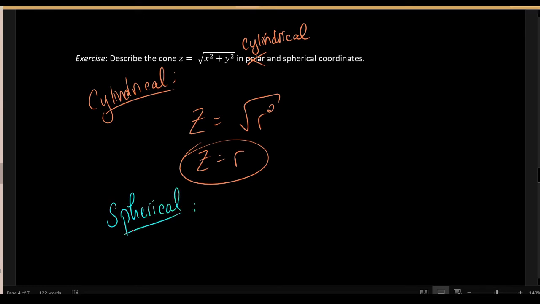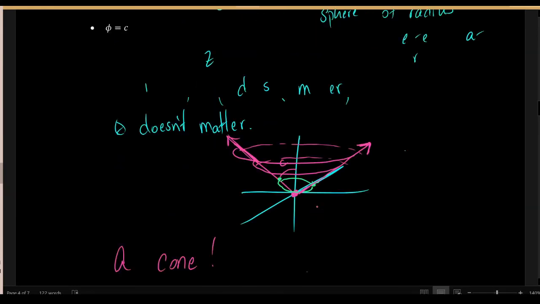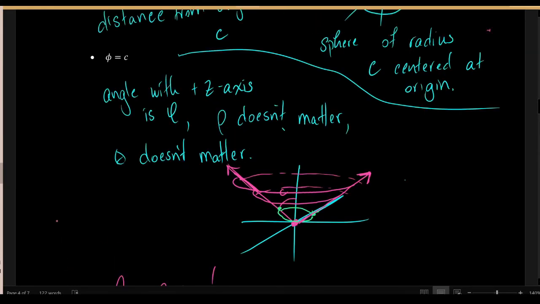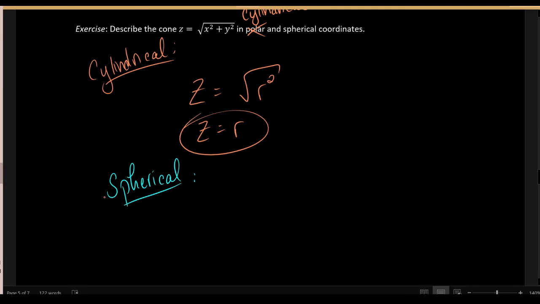From our work on the previous page, we can expect that the equation of this cone in spherical coordinates is probably going to be phi equals a constant, because phi equals a constant was the spherical expression of a cone with its vertex at the origin. So the question is, which constant will be appropriate for the cone in this problem? To see that, it can be useful to use the cylindrical equation.